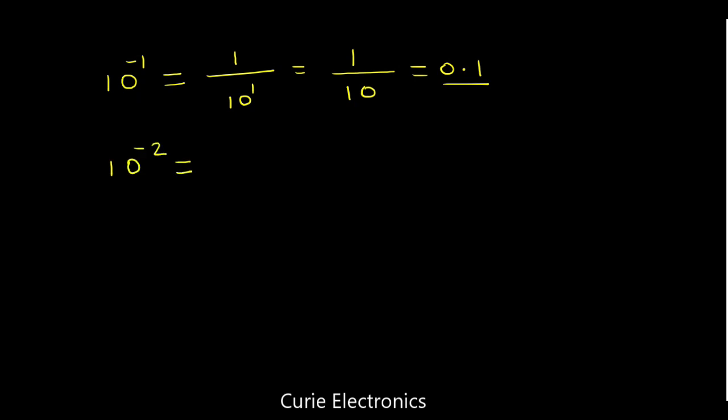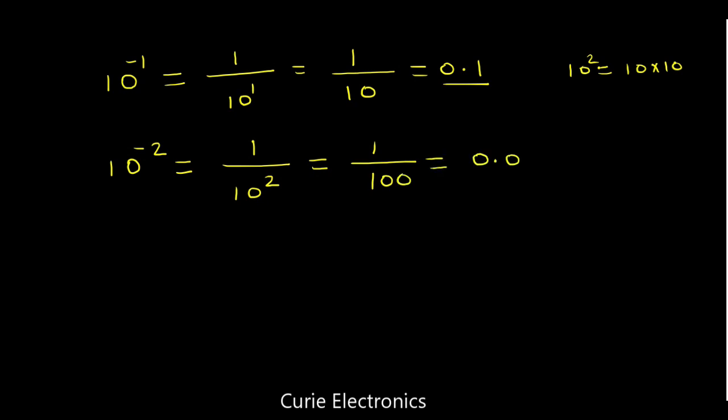10 to the power minus 2 equals 1 upon 10 to the power 2, which equals 1 upon, what is 10 square? 10 square, or 10 to the power 2, equals 10 multiplied by 10. So it is 100, which equals 0.01. This is not a math class, it is just for electronics.